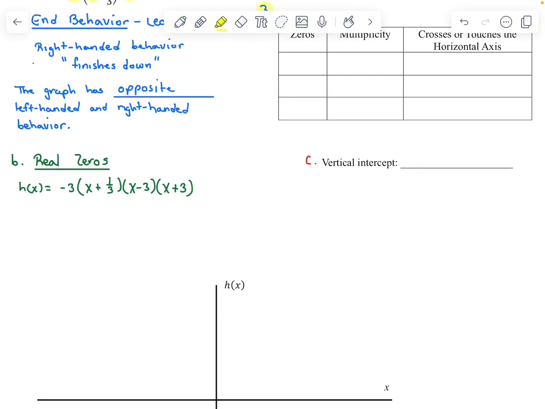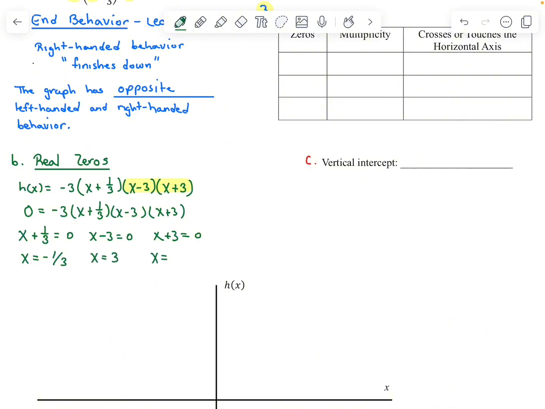I've already gone ahead and factored x squared minus 9 as x minus 3 and x plus 3. To find the real zeros, we need to set the polynomial function equal to 0. Then we're going to set each binomial equal to 0. So h of x has 3 real zeros. One at -1/3, another at 3, and the third one at -3. The multiplicity of all of these zeros is 1 because the exponent of each of the binomials is 1.